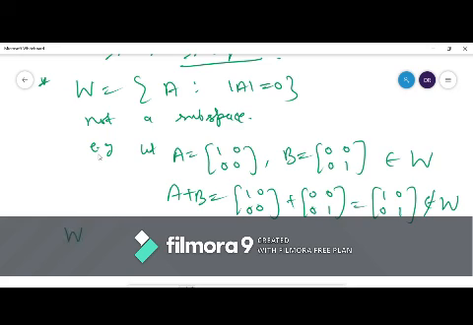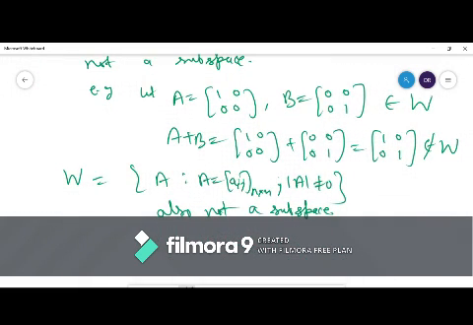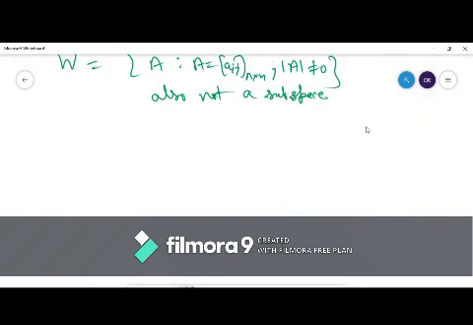Similarly, we can prove that if W is equal to the set of matrices A, where A is an n cross n order matrix and determinant of A is not equal to 0, this is also not a subspace. If W is the collection of all diagonal matrices, then this is a subspace. Next we have linear sum.